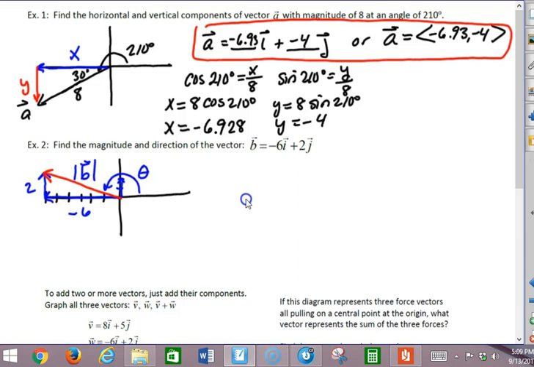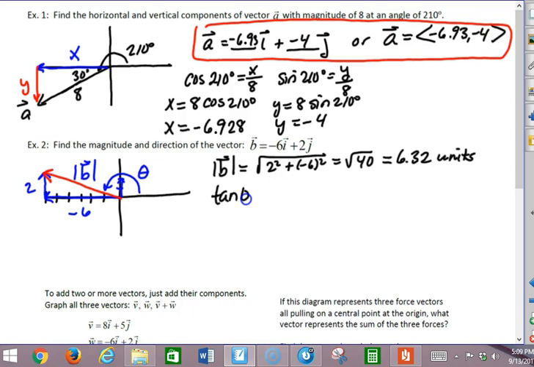So the first thing I can do is use the Pythagorean theorem to find the magnitude of the vector. It's the square root of 2 squared plus -6 squared, which is the square root of 40. The square root of 40 is somewhere in between the square root of 36 and the square root of 49, somewhere in between 6 and 7. Turns out to be about 6.32. I don't have any units on there, so I'll just say units.